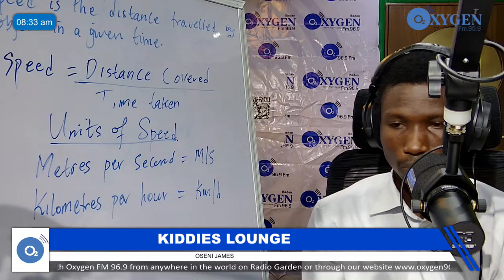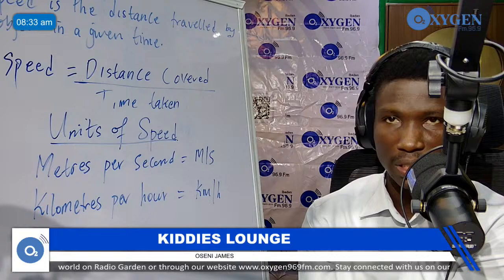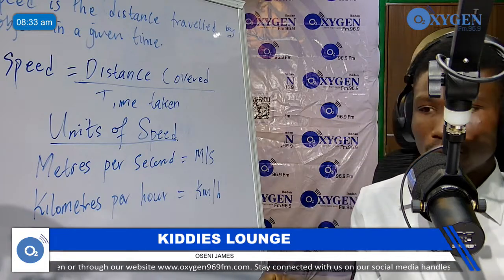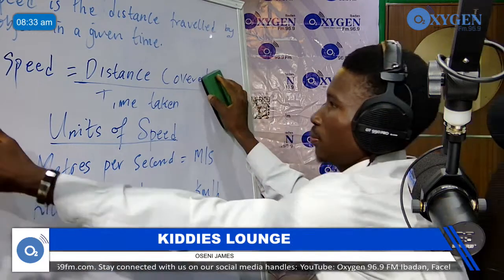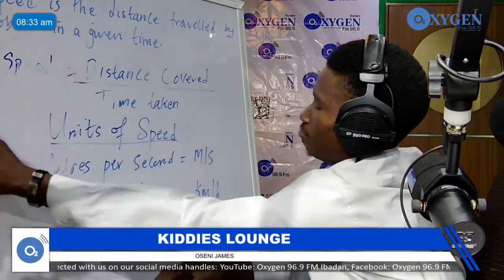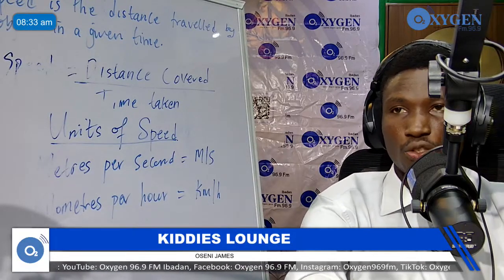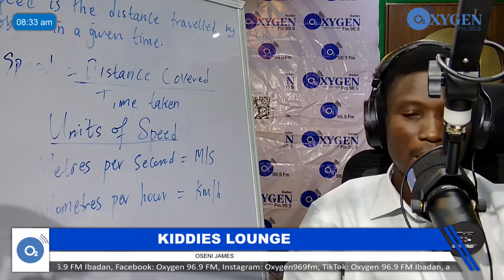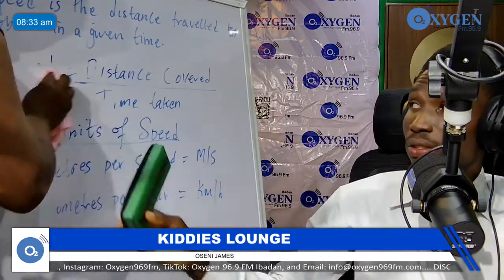Solution. Distance given is equal to 120 kilometer. Are you writing? Distance given is equal to 120 kilometer. Then the time given is 2 hours. Yes, the time given is 2 hours. Distance given is 120 kilometers and the time given is 2 hours.